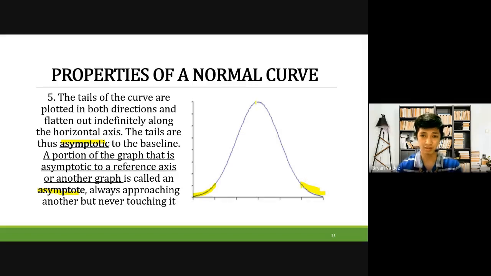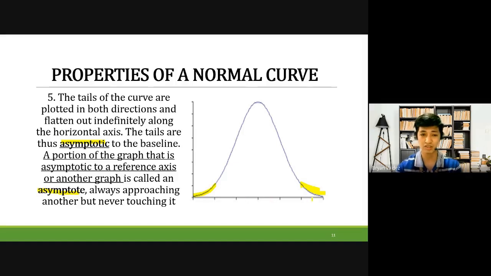Pag one-tailed, isang tail lang yung i-consider natin, either itong nasa left side or itong nasa right side. Pero commonly, ang kino-consider doon is yung nasa left side because that's the starting point of a normal curve. So, ang tawag dun sa tail, okay? The tails are thus asymptotic or tinatawag na asymptote. Meaning to say, kahit mag-extend indefinitely yung tails or yung tail ng normal curve, hindi siya didikit or mag-i-intersect dun sa ating horizontal axis or sa x-axis.